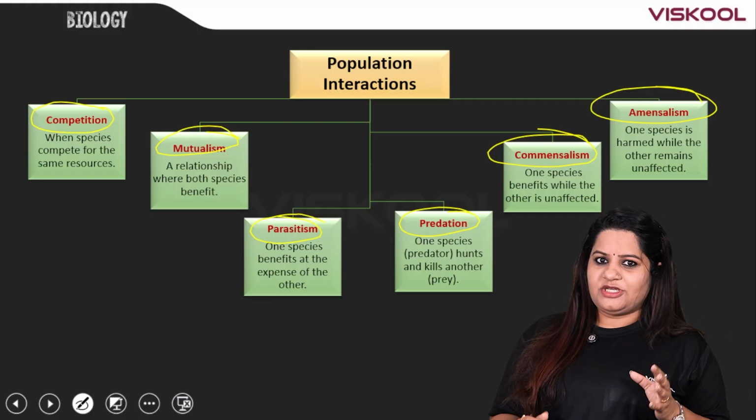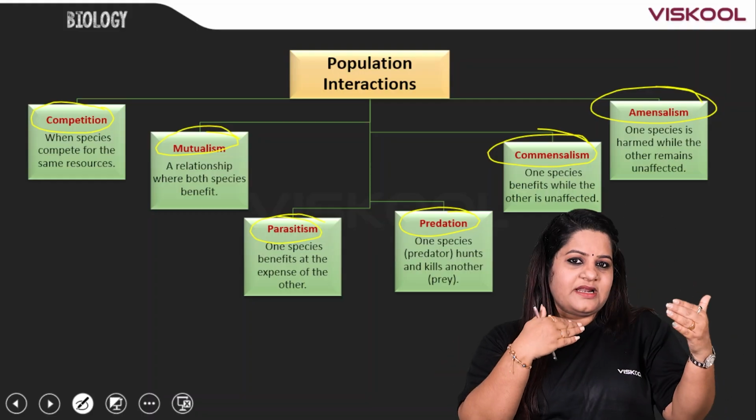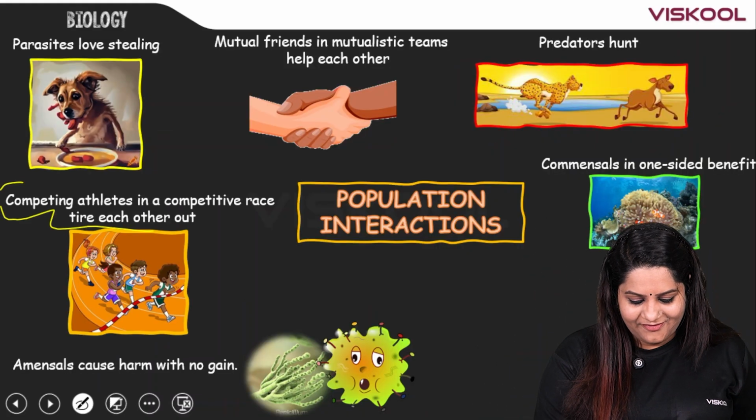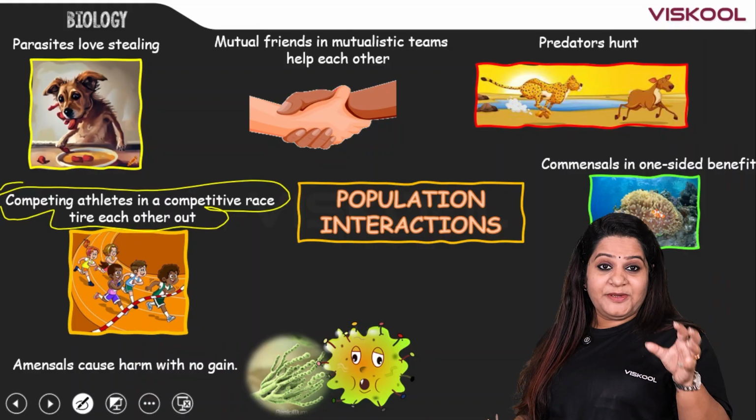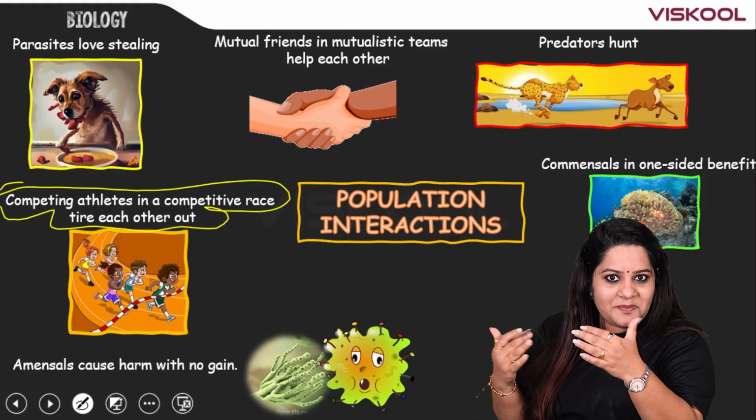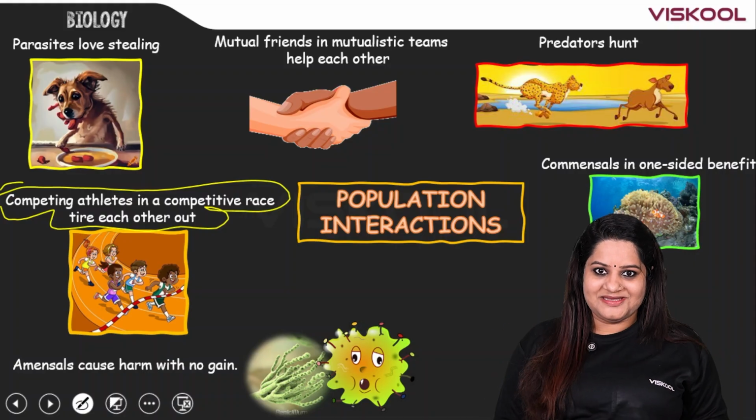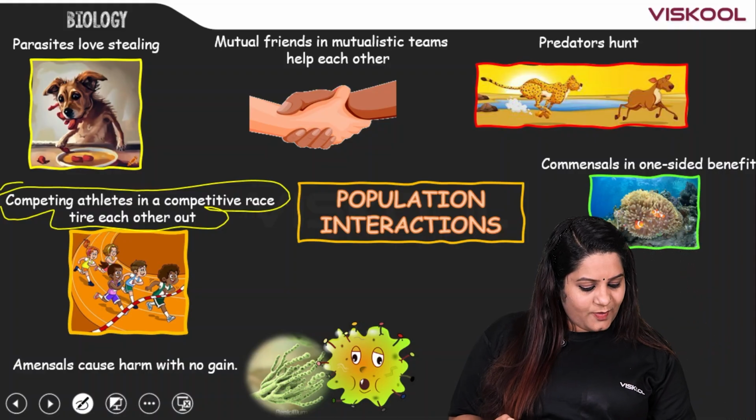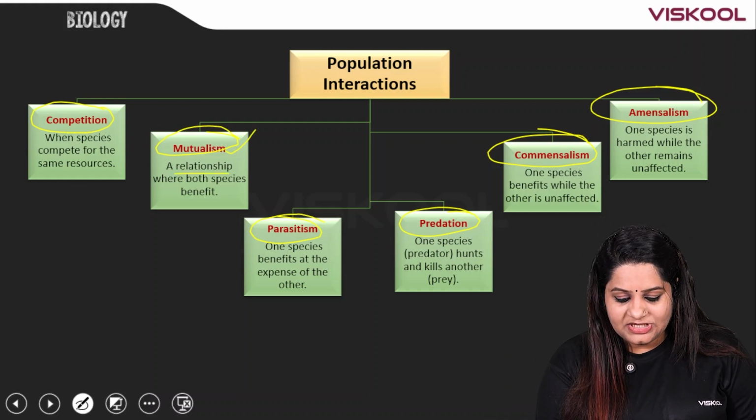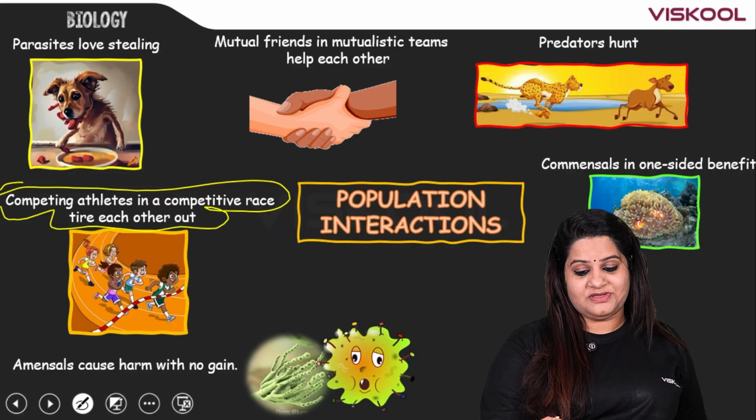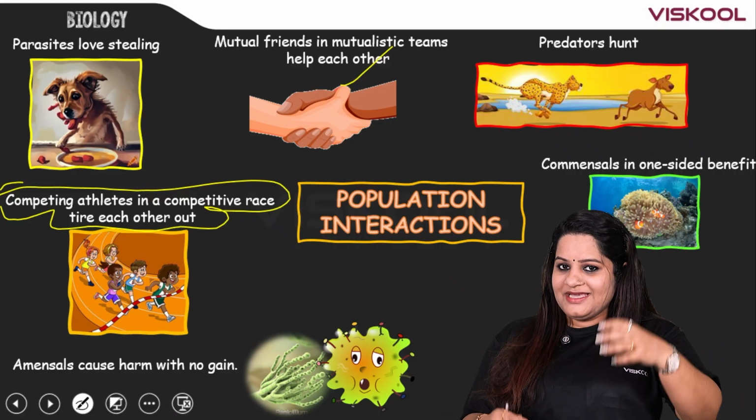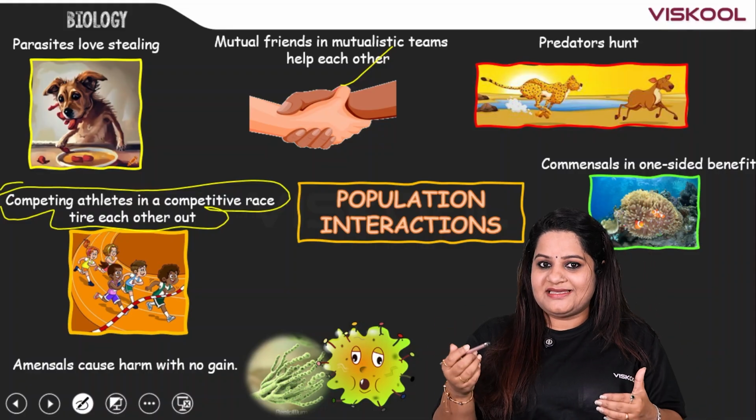So competition. Competition means what? Between the species there occurs a competition. Here I have kept a comic for you: competing athletes in a competitive race. What is happening between them? A competition occurring between them for their existence, right? And the second one is mutualism. Mutualism means a relationship where both the species benefit. Just keep this in your mind so that when I explain the concept, you will understand it more thoroughly.